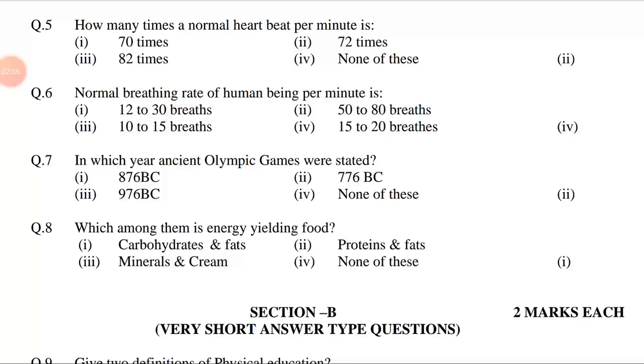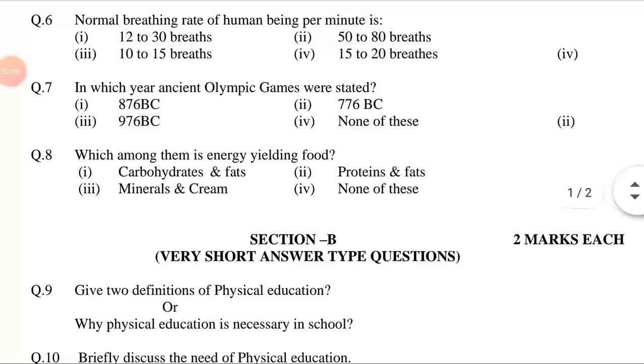Question number 6. Normal breathing rate of human being per minute is option first 12 to 30 breaths, second 50 to 80 breaths, third 10 to 15 breaths, fourth 15 to 20 breaths. Answer is option fourth 15 to 20 breaths.